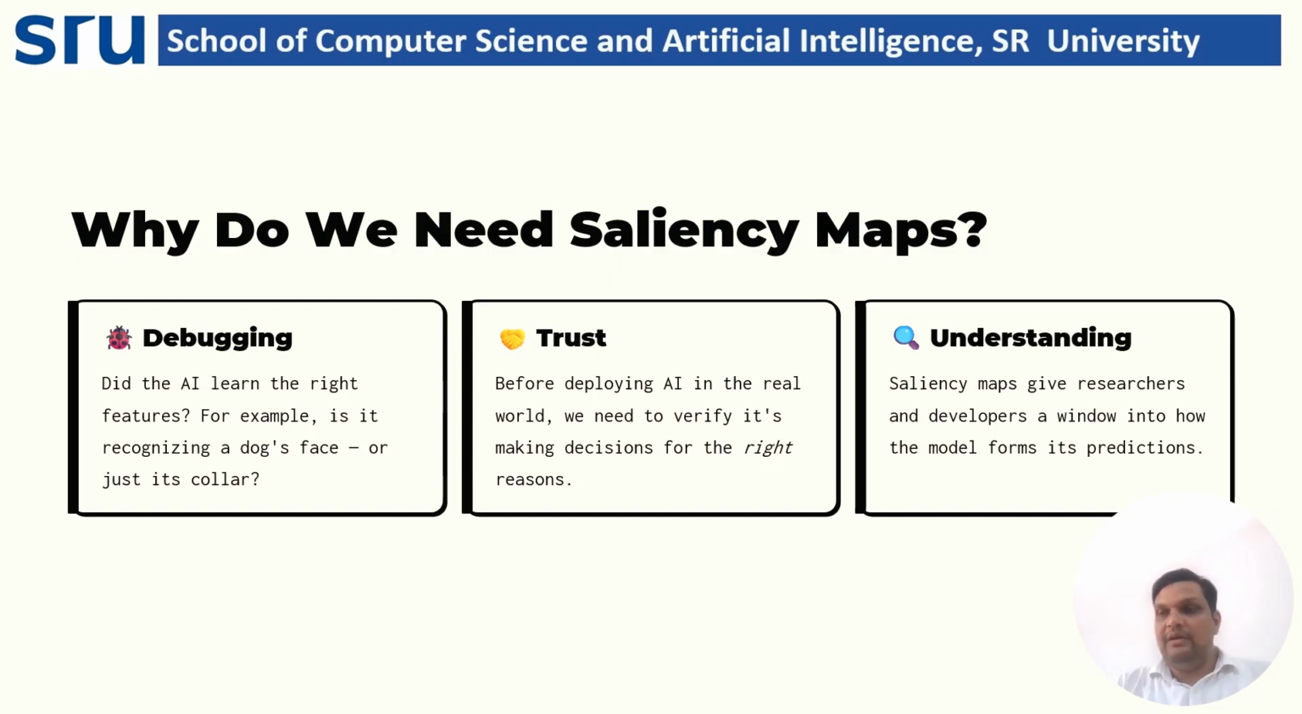In other words, we can say that this is why we require saliency. First, debugging. Are we training the model correctly? Second, trust. Can we rely on its decisions? Third, understanding what patterns it has actually learned.